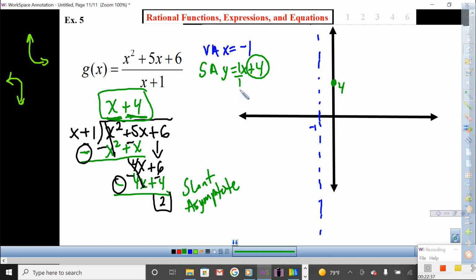And then what's my slope? 1 up, 1 to the right. 1 up, 1 to the right. Or 1 down, 1 to the left. 1 down, 1 to the left. And this is my slant asymptote. Copy that.